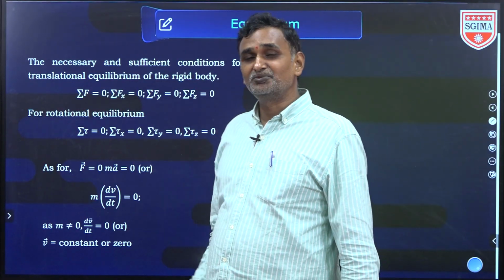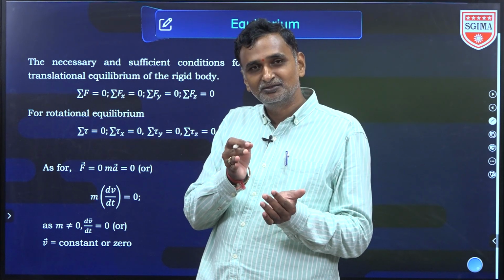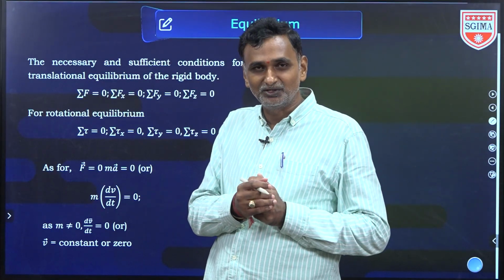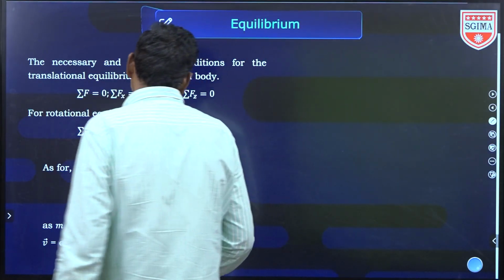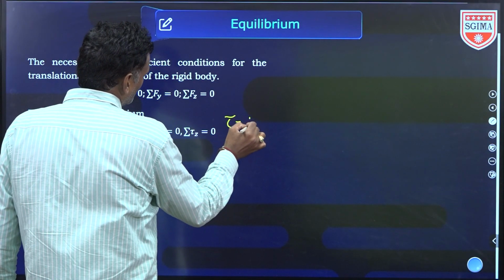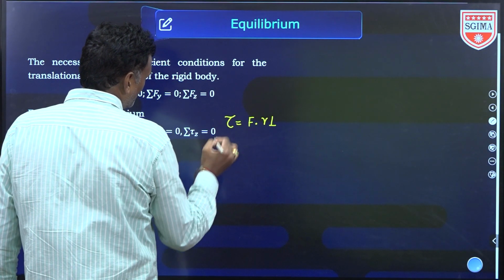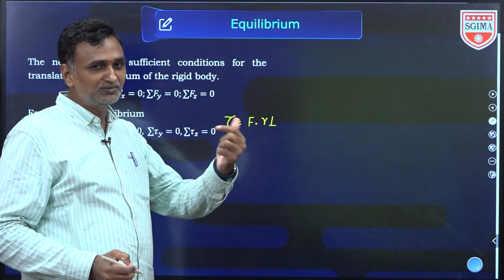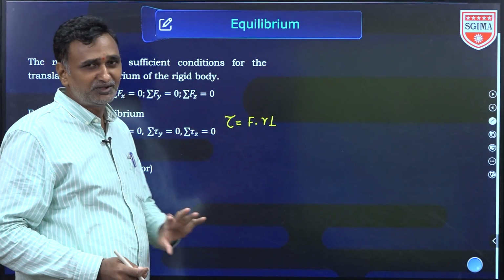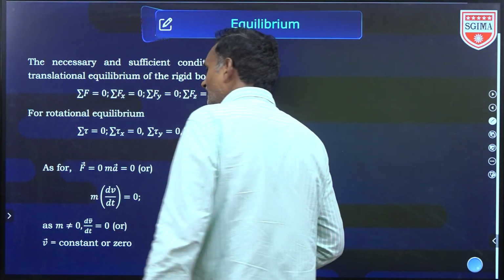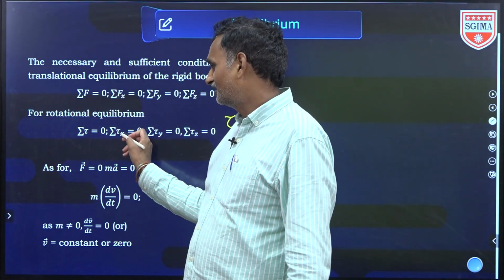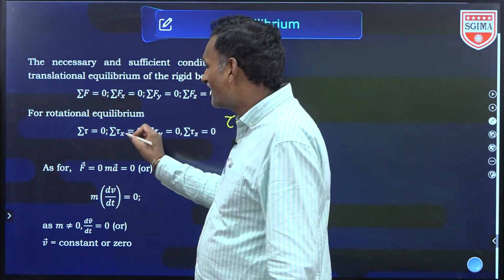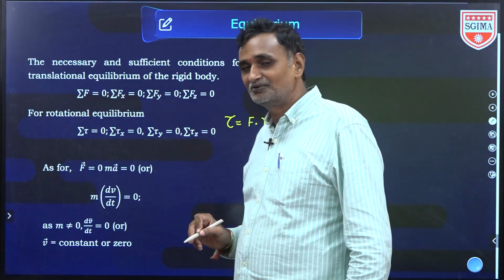Next, rotational equilibrium means the object should not rotate. If it tries to rotate, torque helps it to rotate. Torque generally means force into perpendicular distance, where torque equals force times perpendicular distance. You will get to know more details regarding torque in the rotational motion lesson, so don't worry about this in this part. Same case: rotational equilibrium means the net torque acting on the body is 0, then the object will not rotate. So torque x equals 0, torque y equals 0, torque z equals 0.